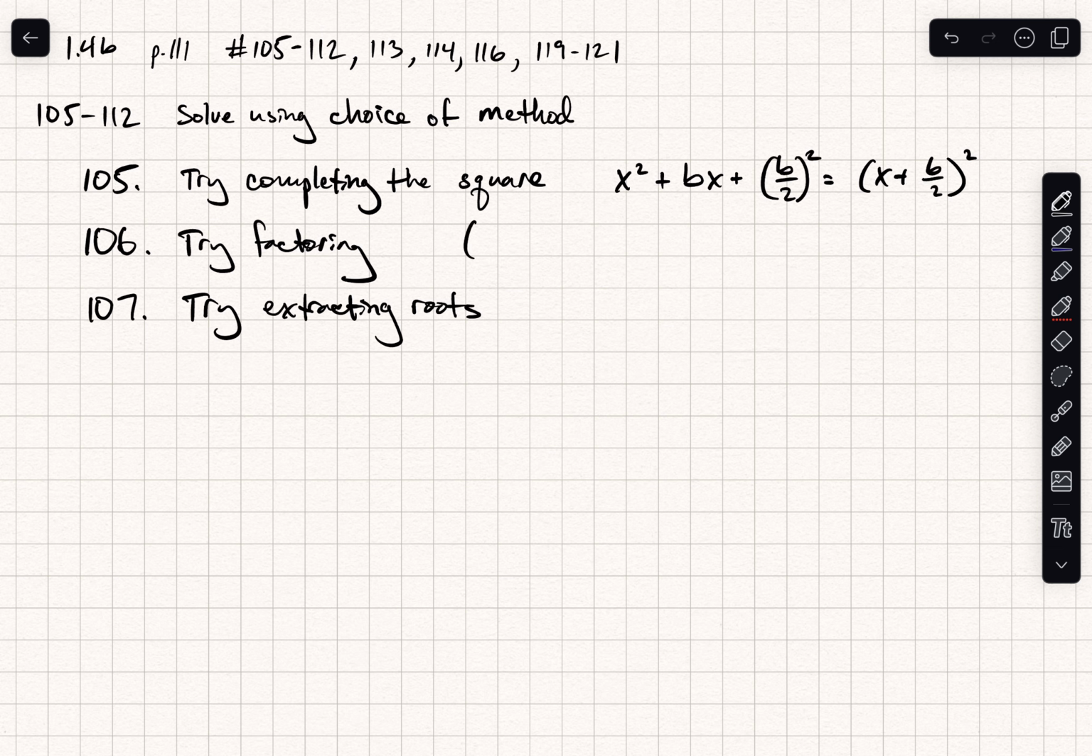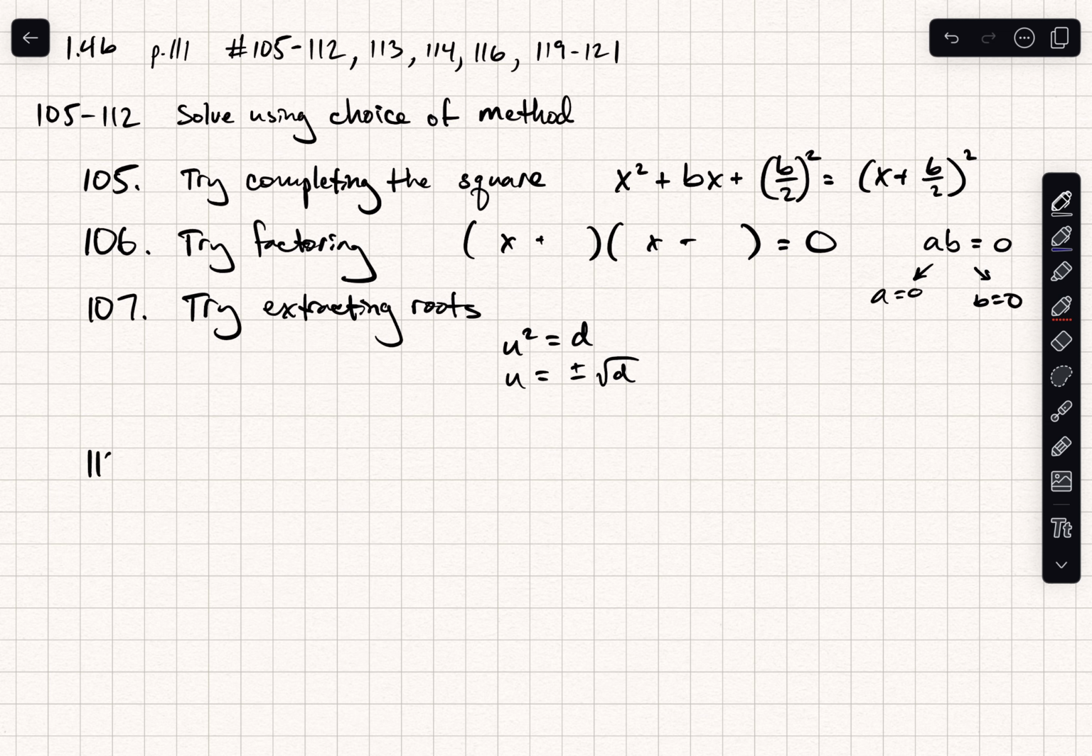Factoring is going to look like something times x plus or minus something times x plus or minus something equals 0. Then you'll use your zero factor property to set branch 1 equal to 0 and branch 2 equal to 0. For extracting roots, that looks like this. And then for the rest, you can choose which method you want.